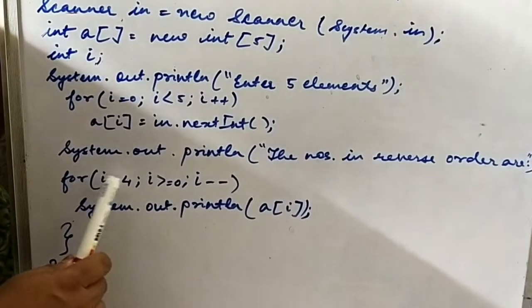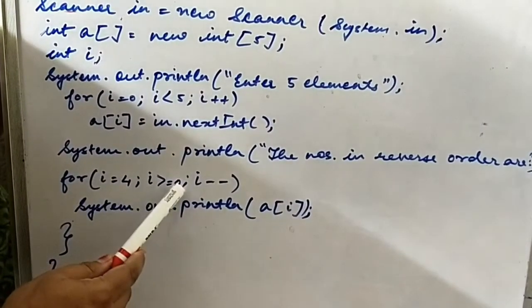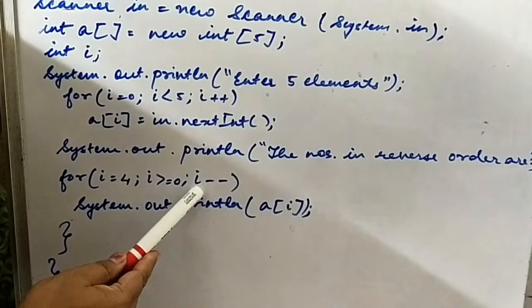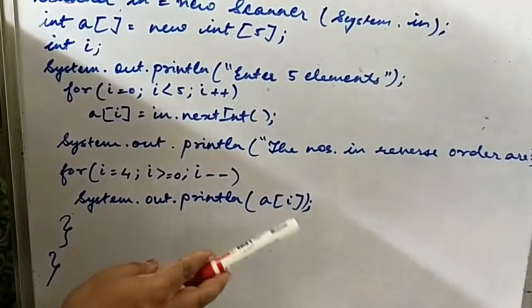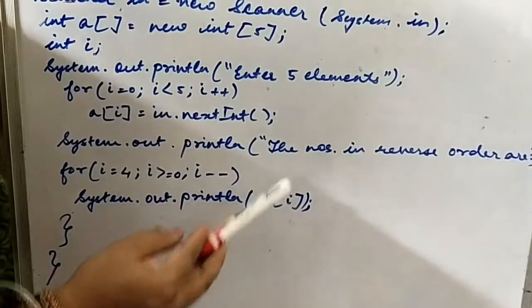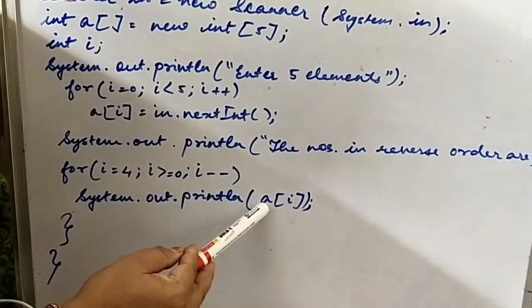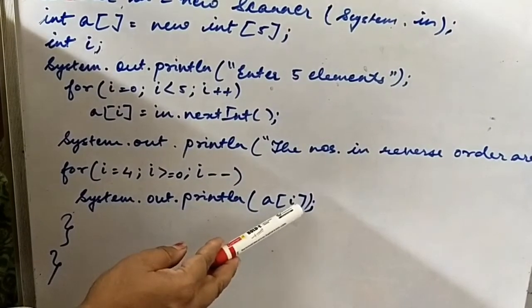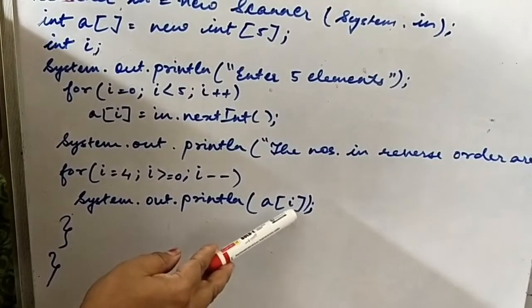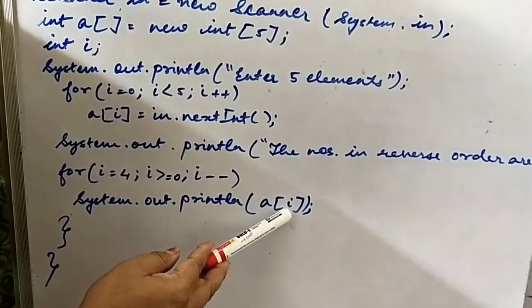So here i = 4, i >= 0, i--. Then when it comes to System.out.println a[i], the first time a[i] means a[4]. So it will pull off the value from the 4th index, whichever value is there, and that is going to be printed on the screen.